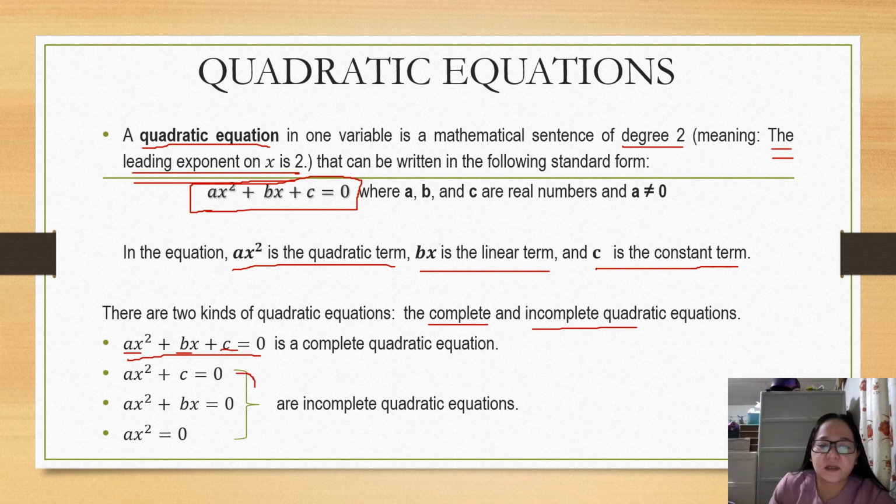Now, these three are examples of incomplete quadratic equations: ax squared plus c is equal to 0, ax squared plus bx is equal to 0, and ax squared is equal to 0. Why do we consider them incomplete? As you can see, in the first one, the linear term is missing. In the second one, the constant term is missing. And in the third one, both the linear term and the constant term are missing. So these are incomplete quadratic equations.